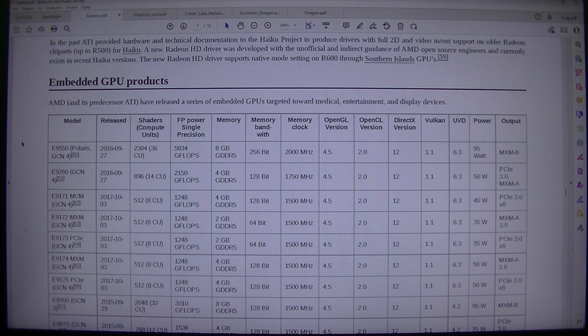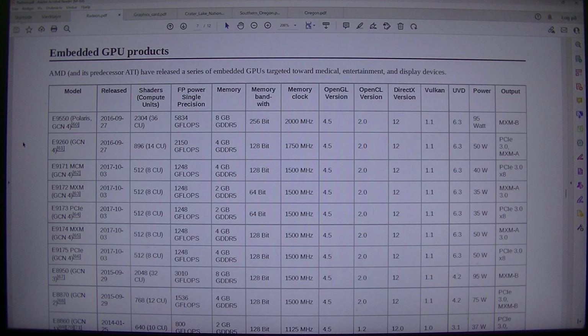Embedded GPU products. AMD, and its predecessor ATI, have released a series of embedded GPUs targeted toward medical, entertainment, and display devices. Model, released, shaders, compute units, FP single precision power, memory bandwidth, memory clock, OpenGL version, DirectX version, Vulkan version, power.